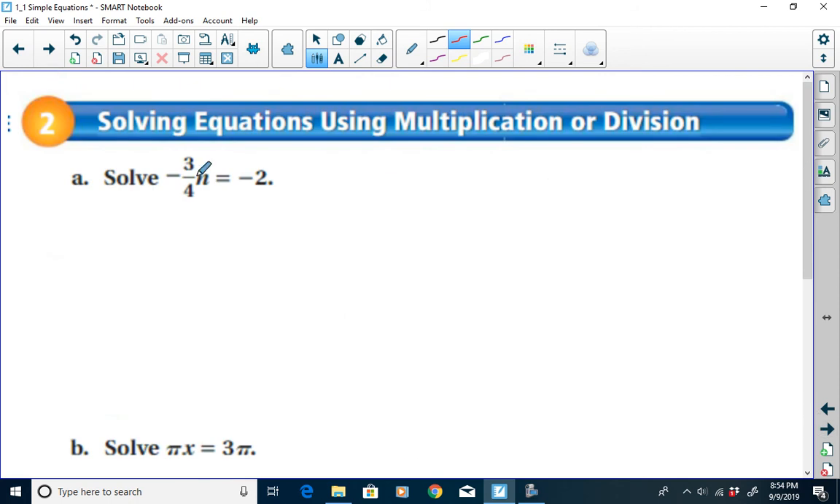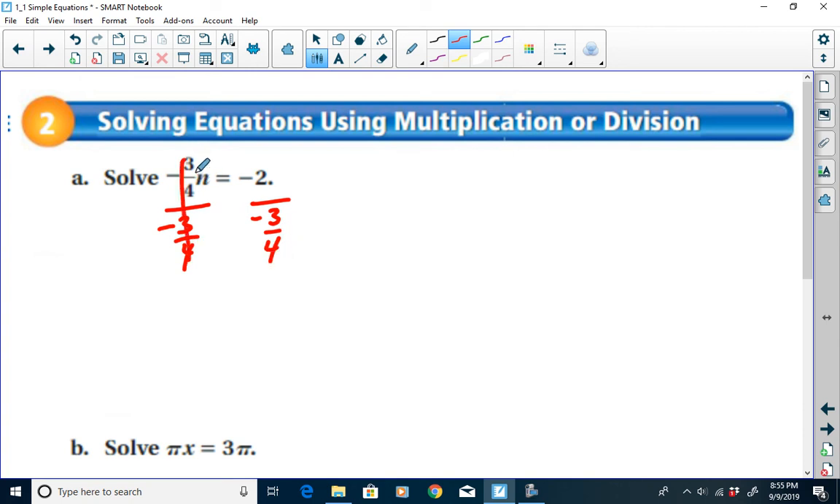Here we have -3/4 times the number is equal to -2. Well, the coefficient is the number that's multiplying the variable. So here the number multiplying the variable n is negative 3/4. So my coefficient is negative 3/4. It's a fraction. Well, this is negative 3/4 times a number. So the opposite of multiplication is division. Whatever is multiplying the variable, that's what you're going to divide both sides of the equation by, negative 3/4.